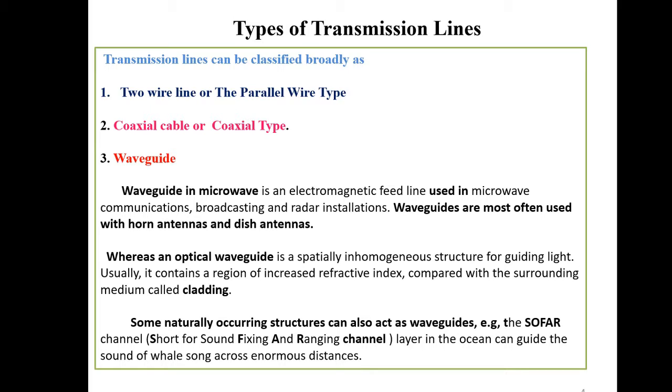A waveguide is a structure that guides waves such as electromagnetic waves, sound waves, etc., with minimal loss of energy by restricting propagation in one or two dimensions. There are different types of waveguides for each type of wave. The original and most common is a hollow conductive metal pipe used to carry high frequency radio waves, particularly microwaves. A waveguide in microwave is an electromagnetic feed line used in microwave communications, broadcasting and radar installations.